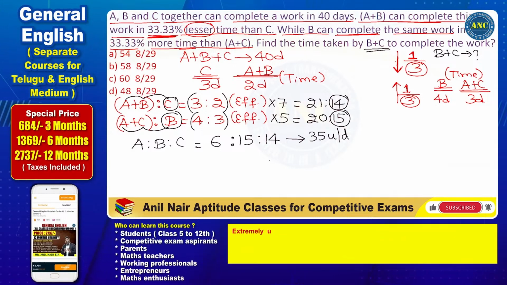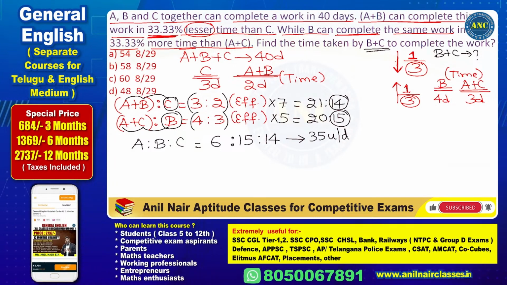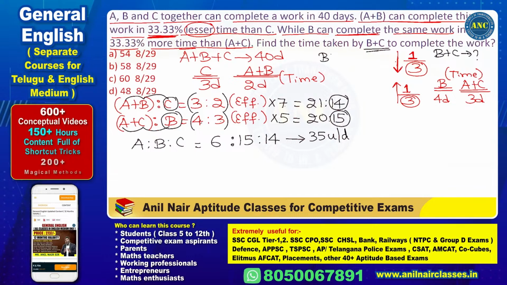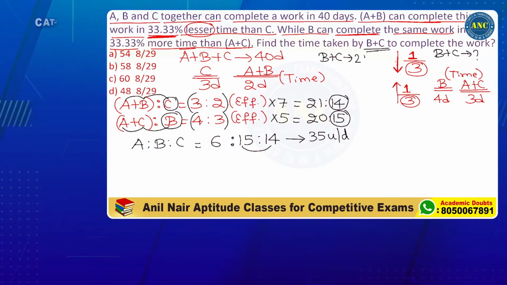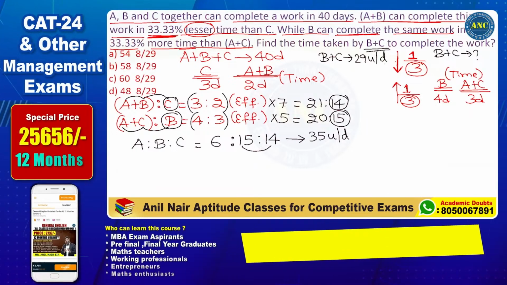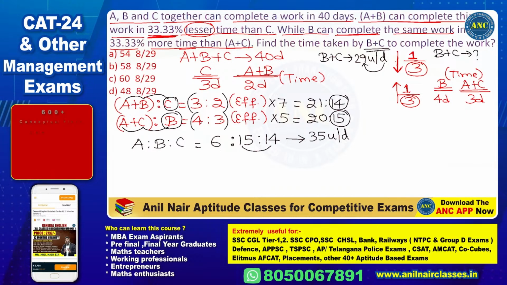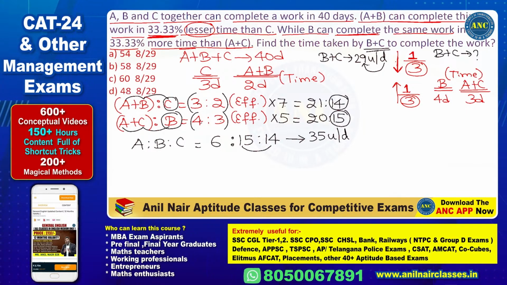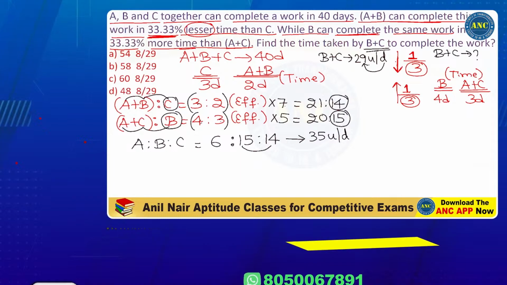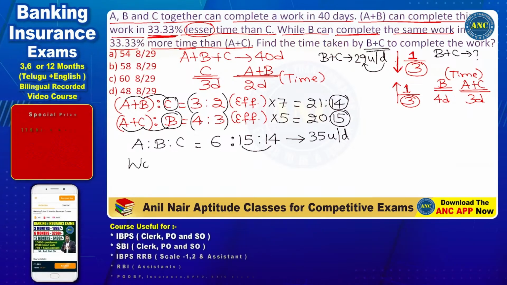Now the question is, find the time taken by B and C to complete the work. Now B plus C is nothing but 15 plus 14. It is 29 units per day. In one day they will distribute 29 chocolates. But what is the total amount of chocolates or total work present? We don't know. Let us calculate it.